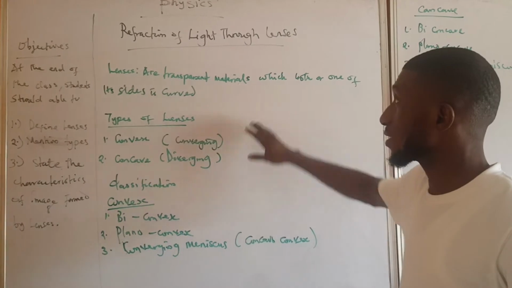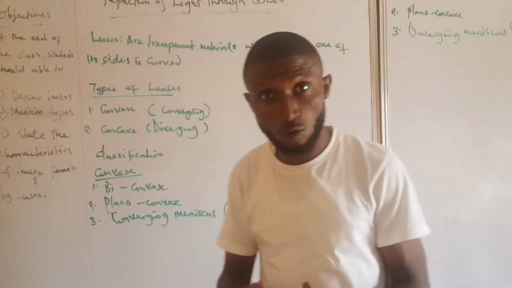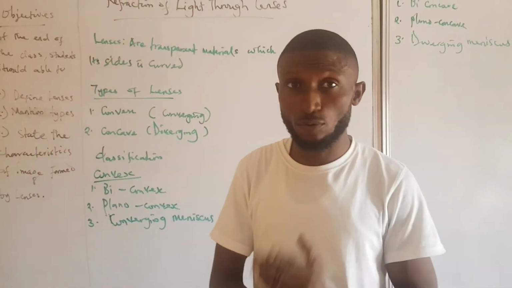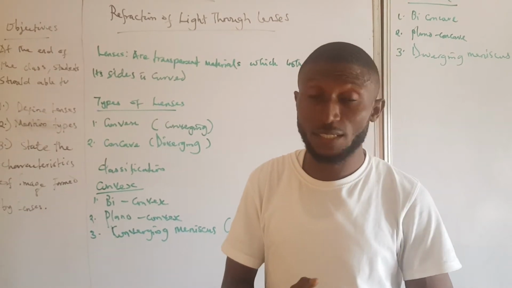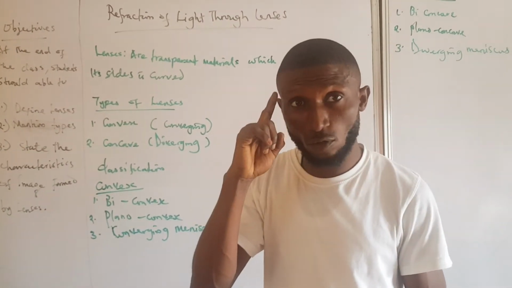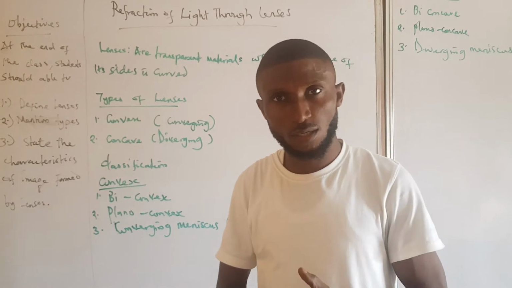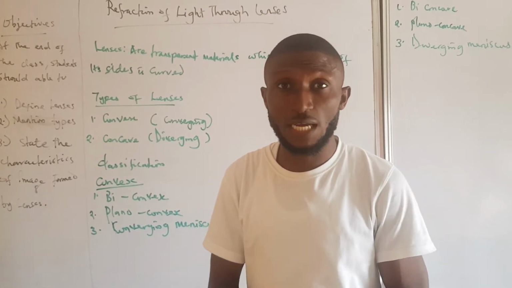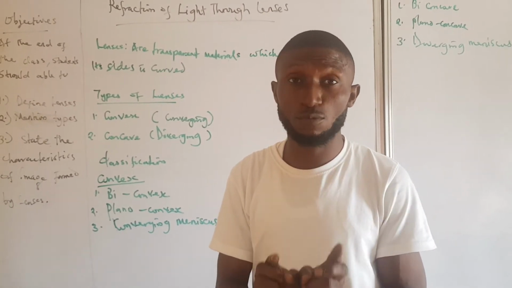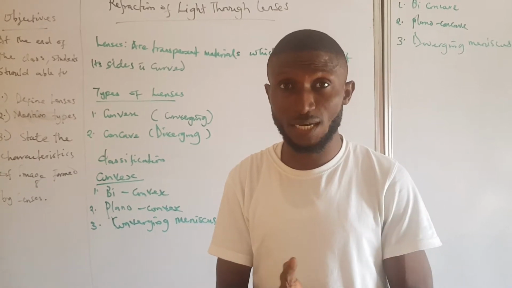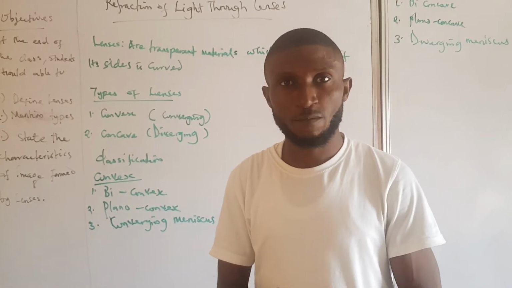Now, lenses are transparent materials which are curved, as we all know. It may be both sides curved or one side curved, but provided that one side or both sides is curved, it's a lens. And we have different types of lens. We have two major types of lens. It is either concave or convex.